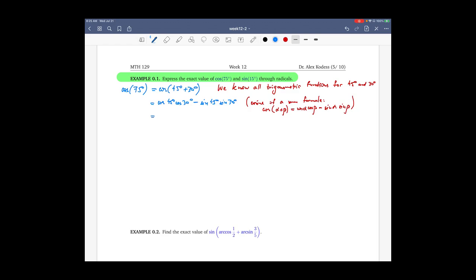Now cosine of 45 degrees is root 2 over 2, cosine of 30 degrees is root 3 over 2, excuse me. Sine 45 degrees is root 2 over 2, and sine 30 degrees is 1/2. So this simply is root 6 minus root 2 over 4.